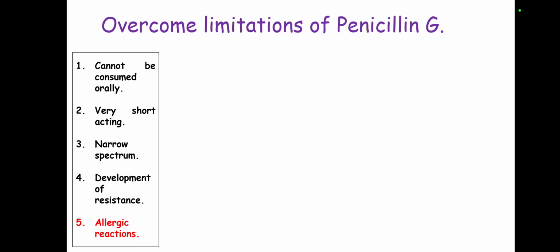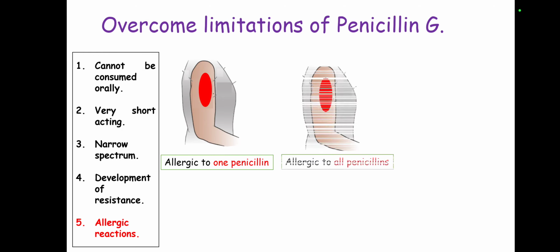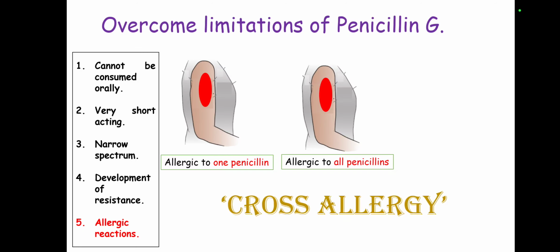Now one point which is special to remember is that if a person is allergic to one penicillin, the person is allergic to all the penicillins also. This phenomenon is called cross allergy. Like if a person is allergic to ampicillin, we cannot give piperacillin or ticarcillin or any other penicillin. So due to cross allergy, if a person is allergic to one penicillin, all other penicillins are contraindicated.